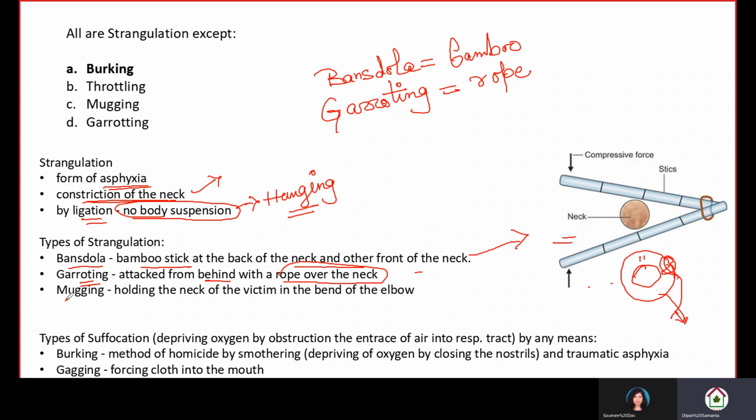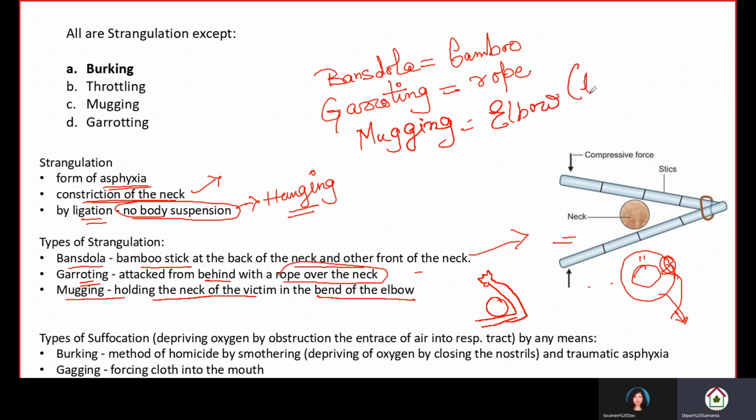Next is mugging. Mugging is holding the neck of the victim in the bend of the elbow. So this is the neck, and this is the bend of the elbow. That is mugging. What is the external object used? The bend of the elbow, or elbow or hand, by bending. So these are the three main types of strangulation.